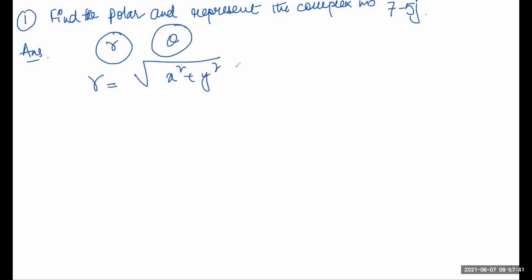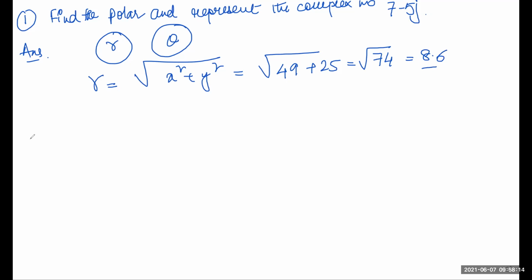Ma'am, r is equal to 7.74. 7.74, are you sure? 49 plus 25 is becoming 74. Root of 74, how much is coming? Do the calculation. 8.6. Yes, about 8.6 will come.